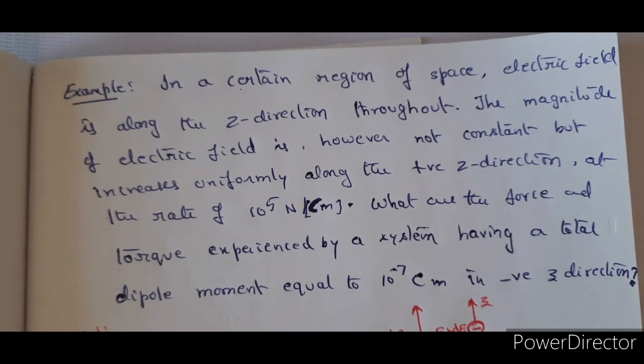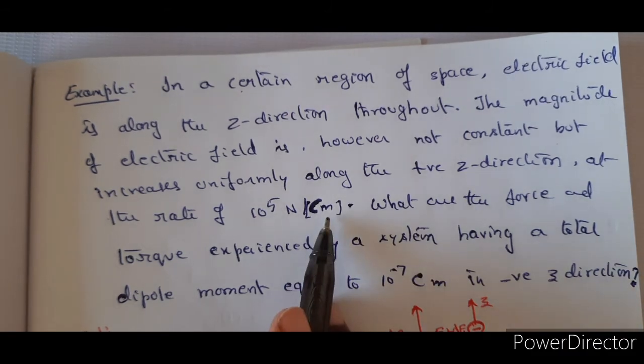In a certain region of space, there is an electric field along the z direction, and the magnitude of the electric field is however not constant. Of course the direction is constant, but the magnitude is not. Thus without any doubt you can take the electric field as acting in the positive z direction, fixed. Now at the rate of 10 power 5 Newton per Coulomb per meter.